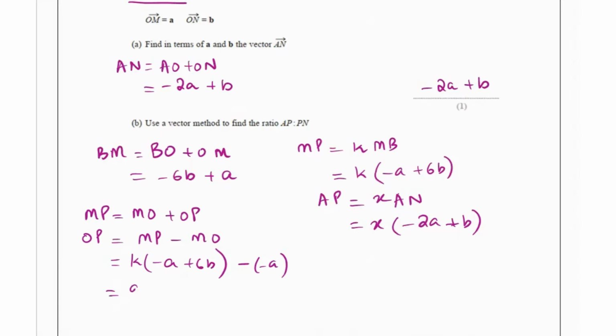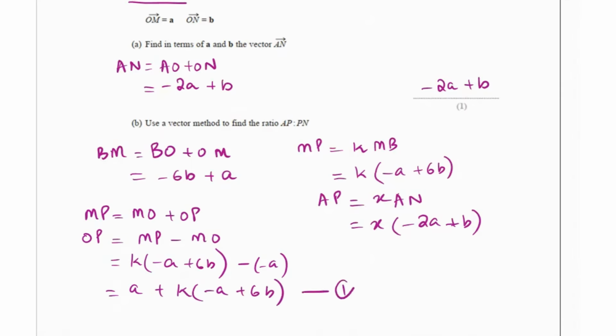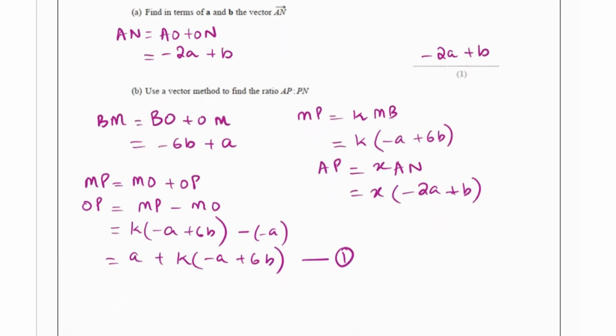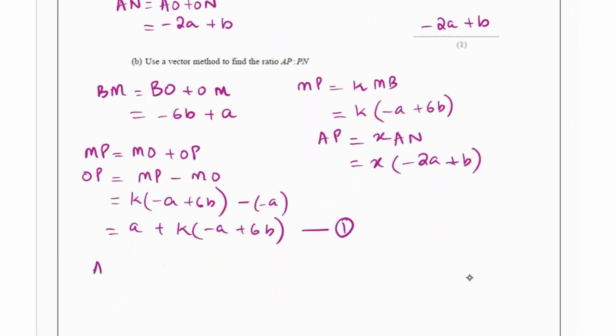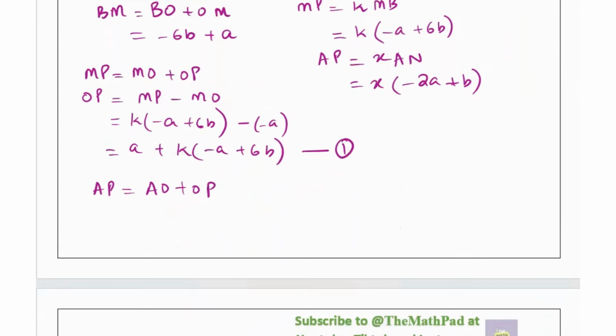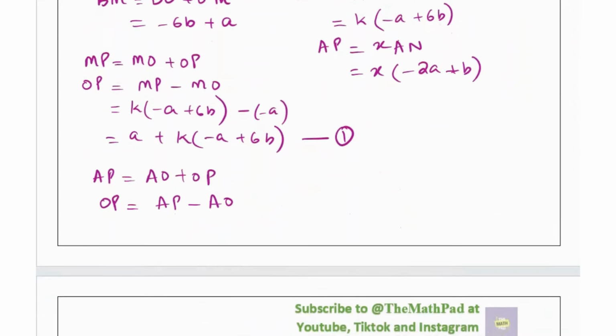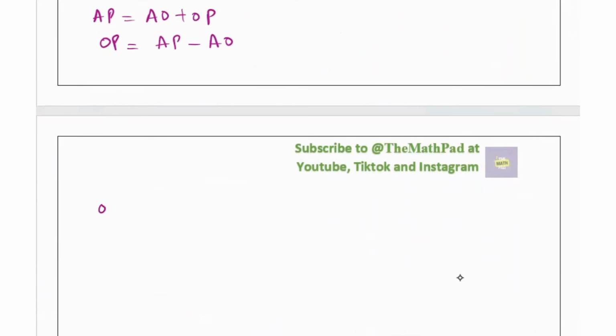So that's going to be A plus K times negative A plus 6B. That is your first equation for OP. Then we use AP to create another equation. AP is going to be AO plus OP. Now again, OP is going to be AP minus AO. So AP is given as X times negative 2A plus B.